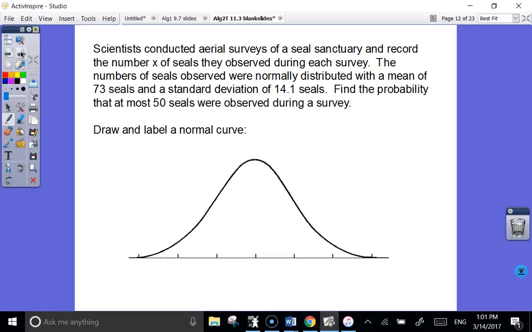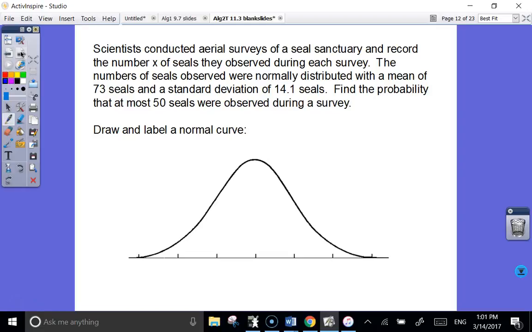Scientists conducted aerial surveys of a seal sanctuary and recorded the number X of seals that they observed during each survey. The numbers of seals observed were normally distributed with a mean of 73 and a standard deviation of 14.1 seals. Find the probability that at most 50 seals were observed during the survey. So draw and label a normal curve.